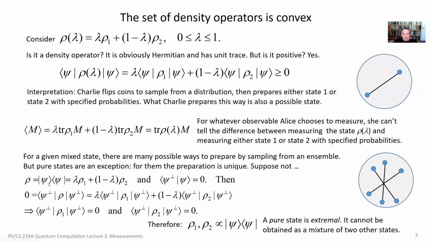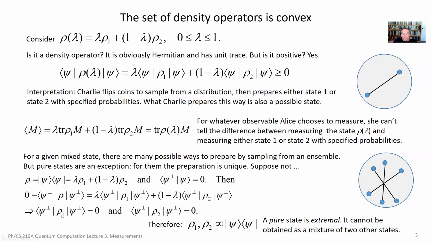Well, obviously that's 0, because I just get the inner product squared of psi perp with psi, and because psi perp and psi are orthogonal, that's 0. Now, if rho can actually be written as this convex combination, then 0 will also be equal to lambda times the expectation value of rho 1 in the state psi perp, plus 1 minus lambda times the expectation value of rho 2 in the state psi perp. But that means that 0 is a linear combination of non-negative numbers.